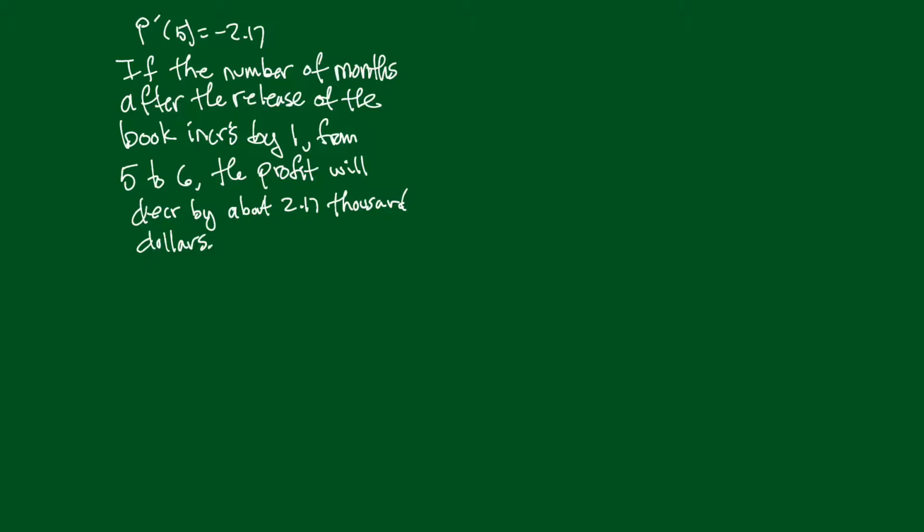If the number of months after the release of the book increases by 1 from 5 to 6, then the profit is going to decrease, because it's negative, by about 2.17, and the whole thing's in thousands of dollars. So you're out 5 months, you go 1 more month, you're going to realize maybe like $2,170 less in profit. And I'm getting that by doing this. This is really negative 2.17 over 1, as a fraction. So as the number of months changes, this is the change in our profit.